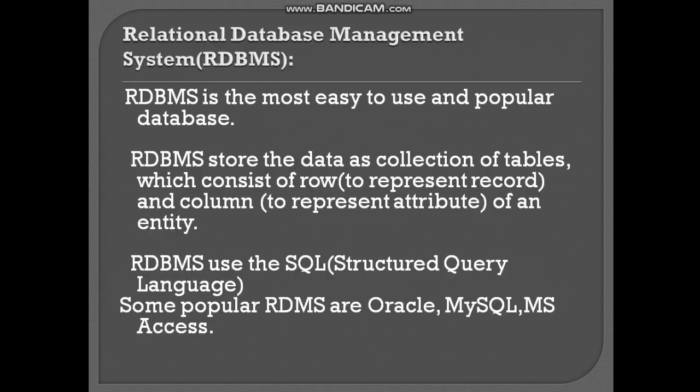Now what is RDBMS? RDBMS is a relational database management system, the software which is used to create the relational database model. This RDBMS is a very easy and popular database. Here we have numbers of tables and each table consists of rows and columns. Now what do the rows represent? A row represents one record of data and a column represents an attribute of an entity.